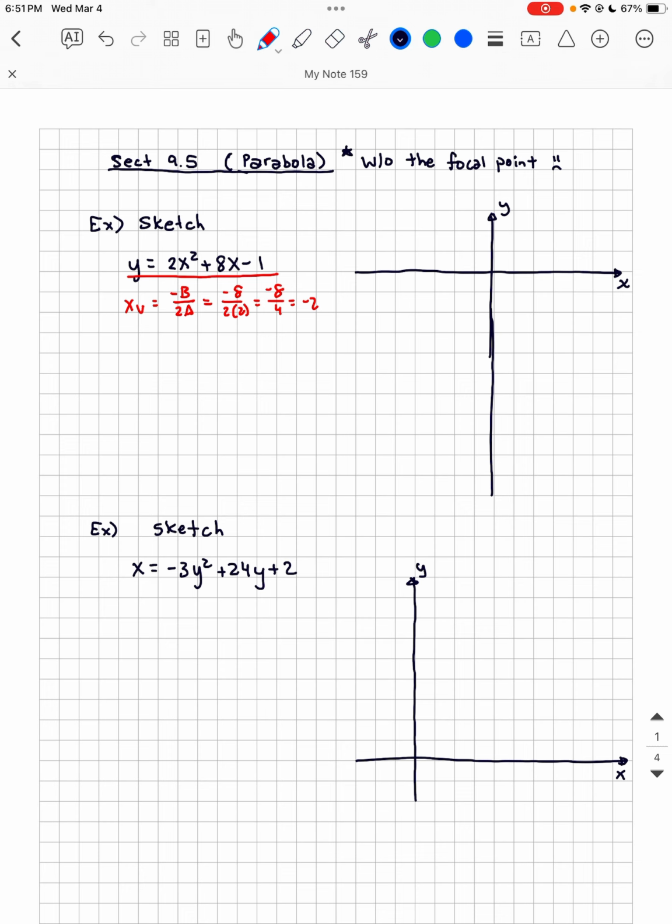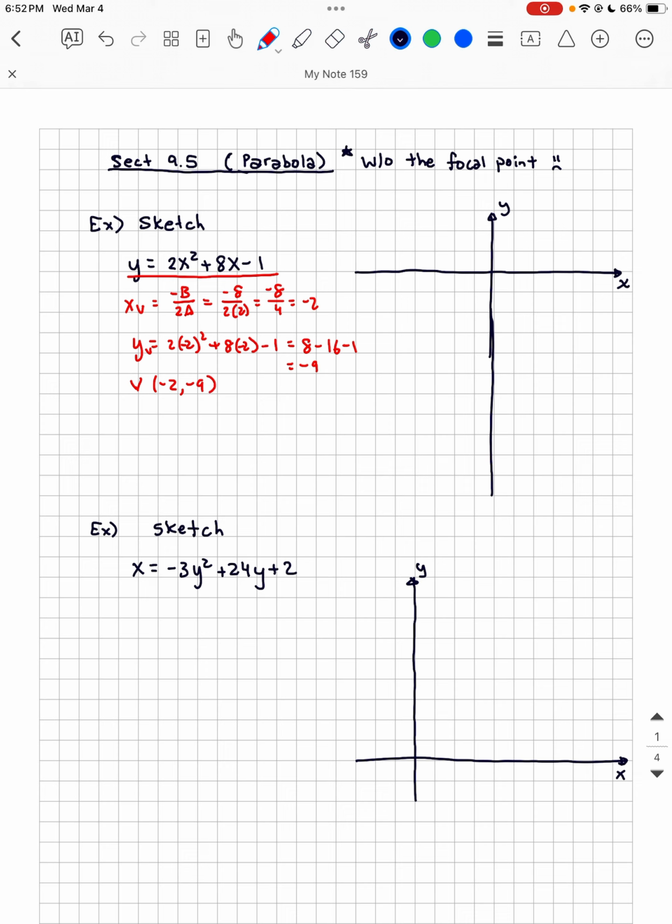Once you find the x value, we can put that value back in to find the y. So the y value of the vertex is 2 times negative 2 squared, plus 8 times negative 2, minus 1. The first one gives us 8, the second gives us minus 16, and then we have minus 1. In total, that is equal to negative 9. So the vertex is at the coordinate negative 2, negative 9.